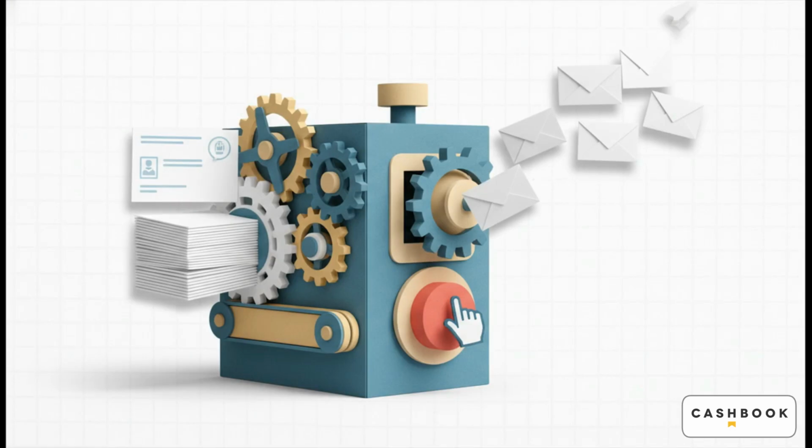Once you know who to contact, the next step is actually contacting them. This is where Cashbook's letter engine comes in. It's a total game changer. It uses these smart mail merge templates to automatically generate professional statements, reminders, dunning letters, all with the right details. What used to take hours of manual work literally becomes a few clicks.